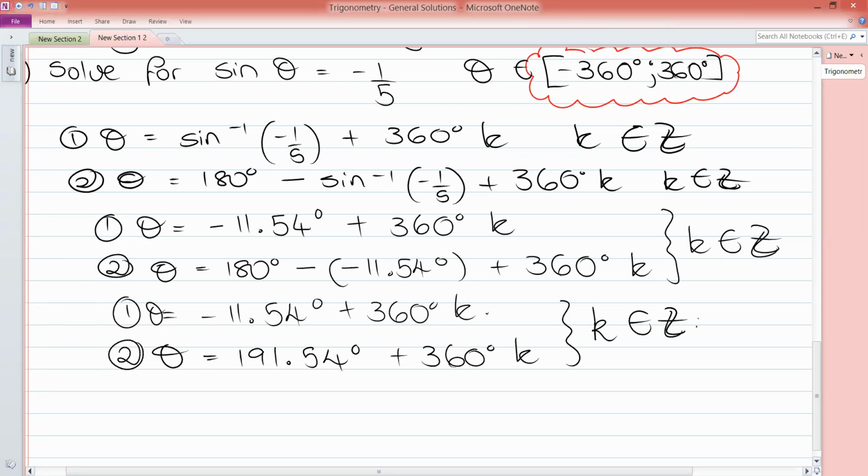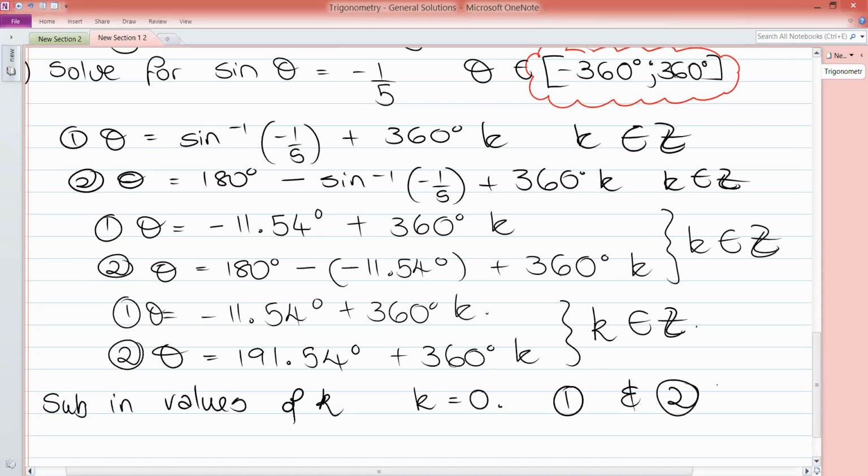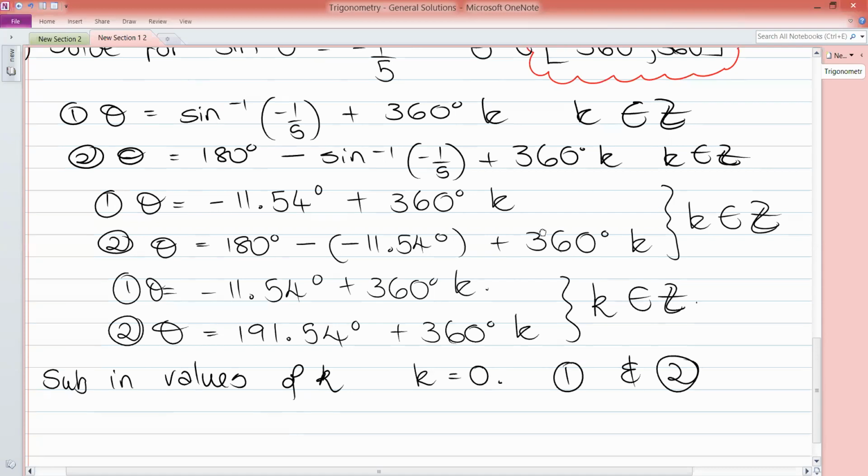Now, if they had just asked us to work out what the general solution was, we would leave our answers like this. What we have to do now is test or sub in values of k. So what's the easiest one we can start off with? Let's start off with k equals 0. You're going to plug them into your equation 1 and into your equation 2. So where you see k, that's where you're putting 0.